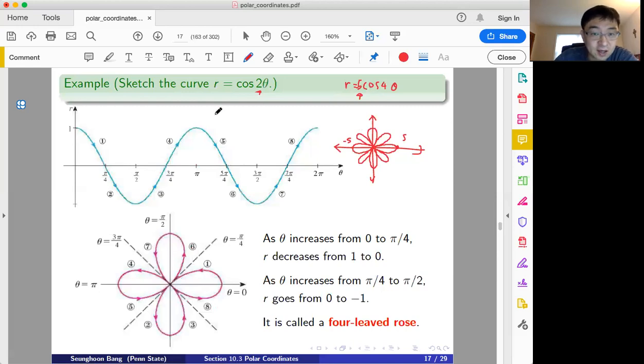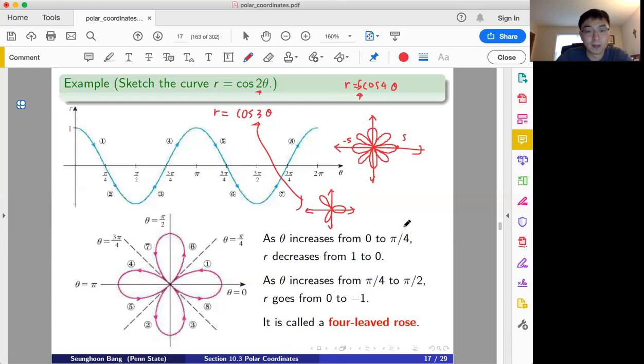What is r equals cosine 3 theta? So we have an odd number. We don't have 6 leaves. In this case, only 3 leaves. So you can just sketch the graph in this case. The graph is like this. So we have only the first leaf, second, and third one. Only 3 leaves. So like this. You can just sketch it by yourself.